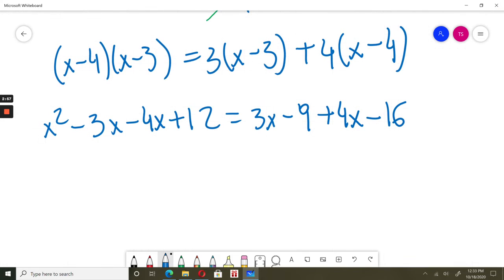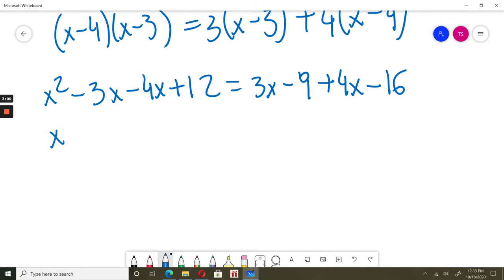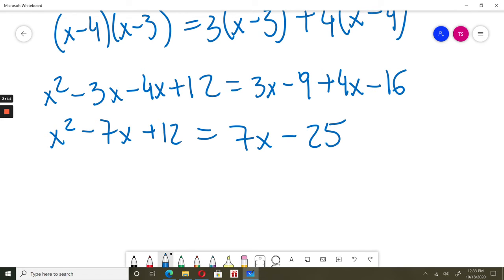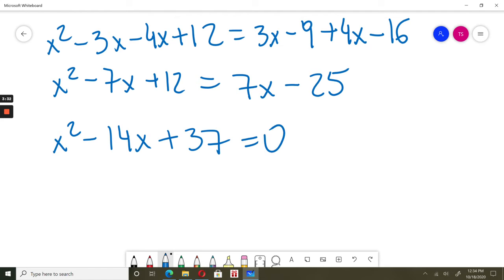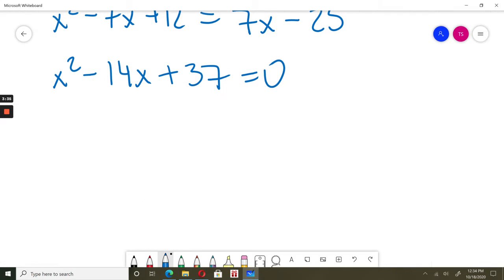Now I will simplify both sides slowly, so I will have x squared minus 7x plus 12, and this will be equal to 7x minus 25. When I solve a quadratic equation, I want to have it equal to 0, so I will subtract 7x and add 25 to both sides. So I will have x squared minus 14x plus 37, equal to 0. Now I solve the quadratic equation.